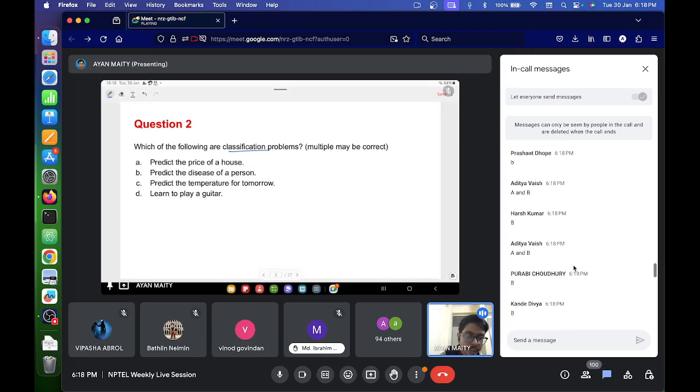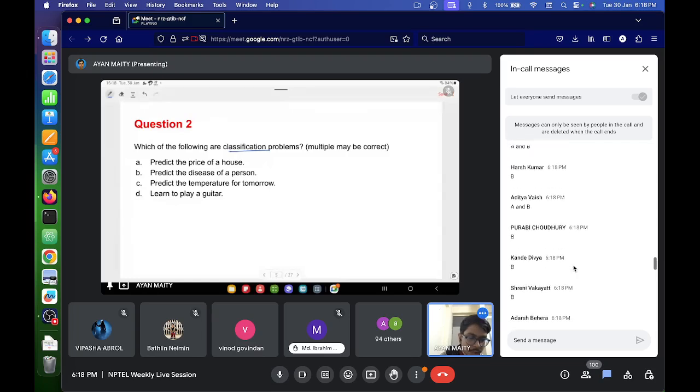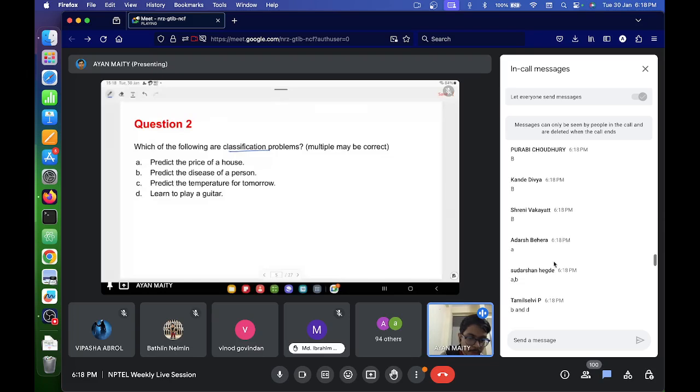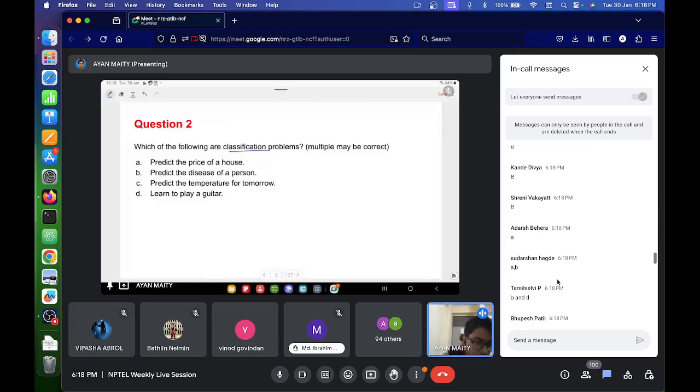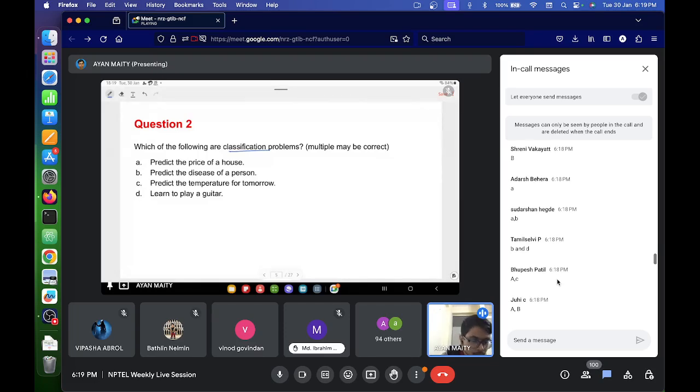Many of you are saying A and B. Aditya Vyas is saying A and B. Puravi, Divya, Sreni are saying option B. Others, Vera is saying A. Sudarshan Hegre is saying A and B. Tamil Selvi is saying B and D.